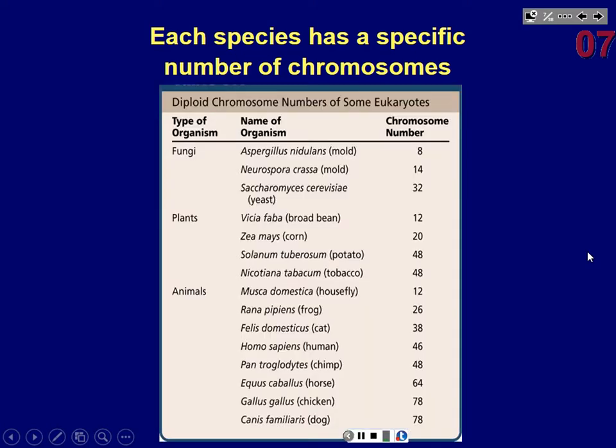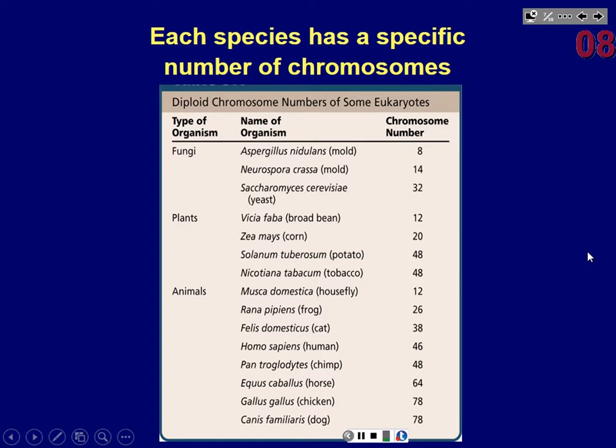Well, take a look at this. Guys, chickens have 78. We have 46. Take a look at that, okay? Tobacco has 48. Wow. And yeast has 32. They're right behind us, okay? So obviously, it's not how many chromosomes you have. It's the information on those chromosomes that's important, right?